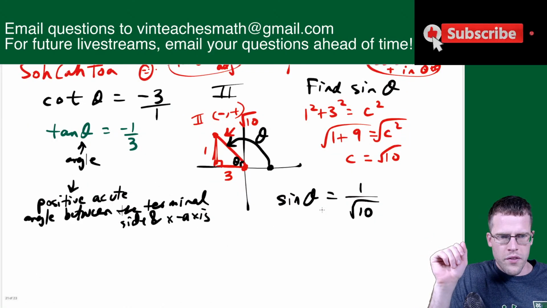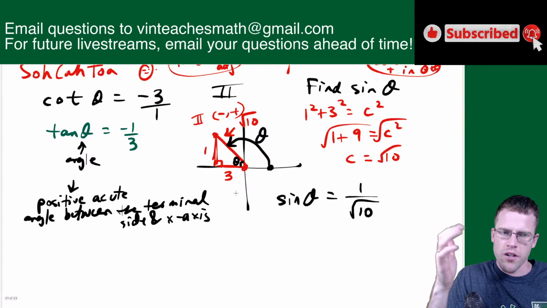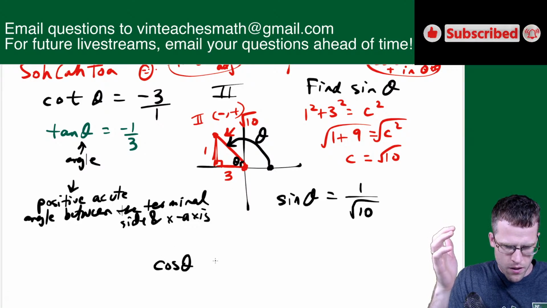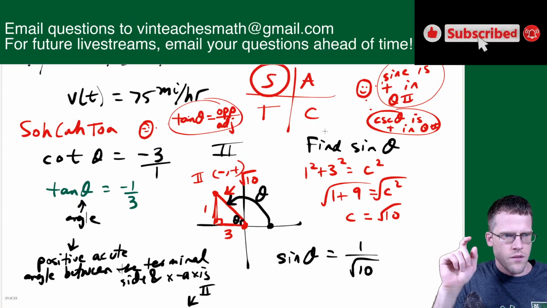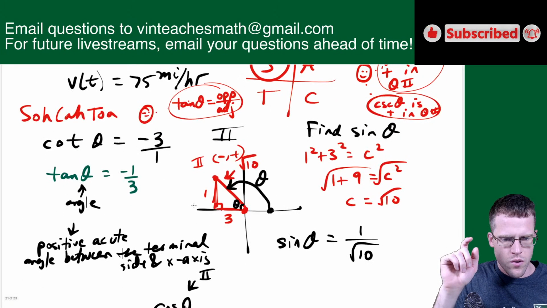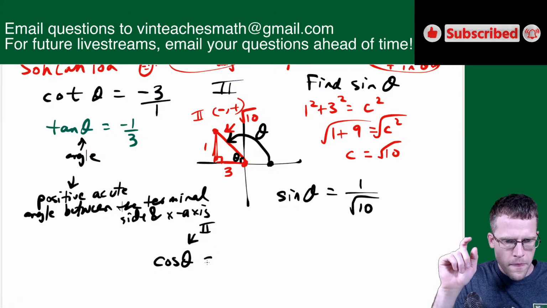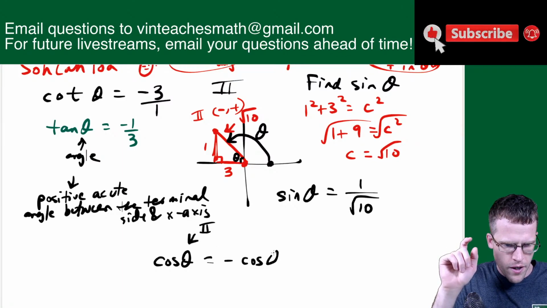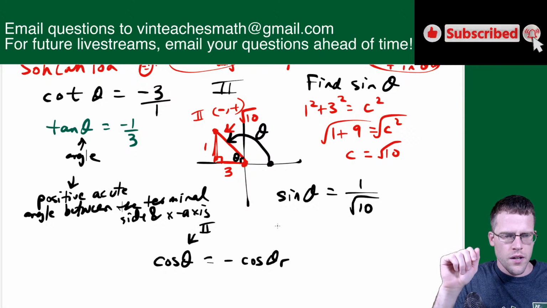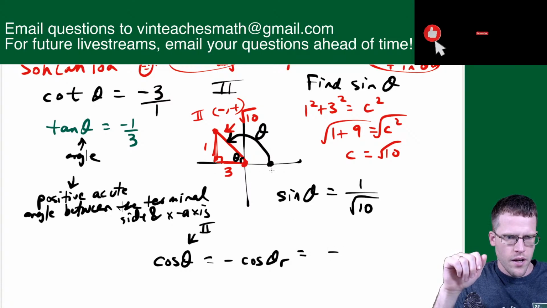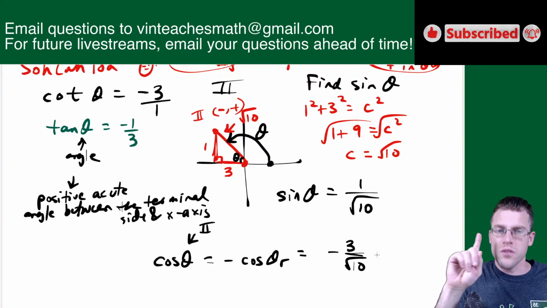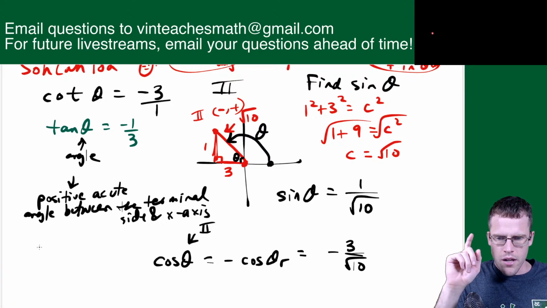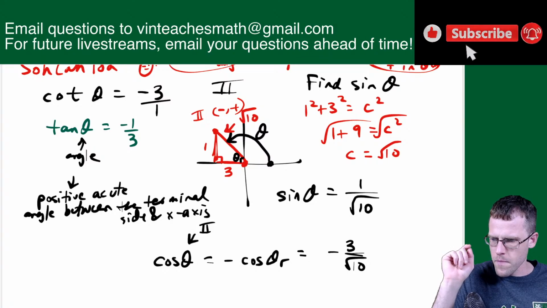Now, one other thing I would mention, let's say they wanted cosine. If they want cosine, notice we are in quadrant 2. Cosine, if you look, is negative in quadrant 2. So this would be equal to negative cosine of our reference angle. Okay, and our reference angle is here, and using this, we would have negative, and then this would be 3 over radical 10. Now, one thing you could do with these questions to check is, let me open the calculator.